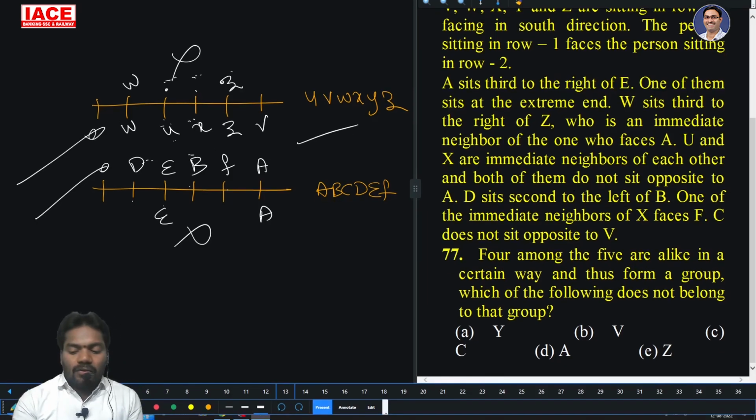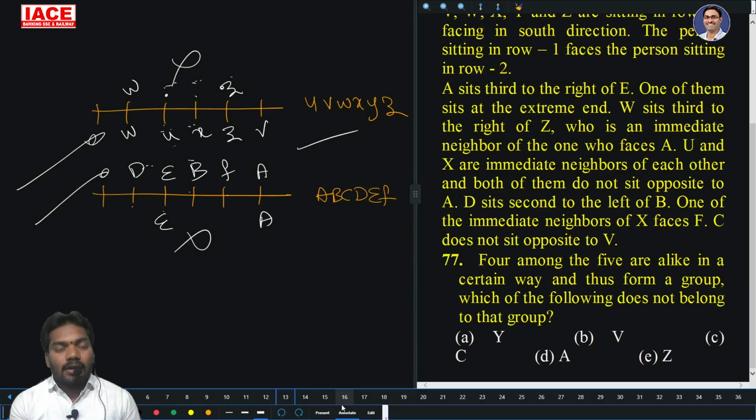That's it. Four of the following five are related in a certain way, and they are asking the odd one out. End position V, end position C, end position A, end position Z is not the extreme end position. So option E is right.